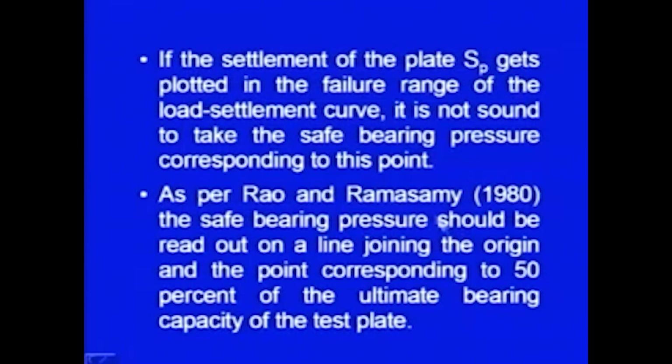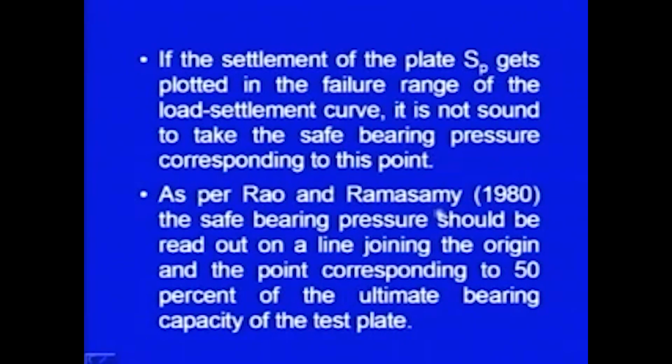So, what is suggested for this is, the safe bearing pressure should be read out on a line joining the origin and the point corresponding to 50% of the ultimate bearing capacity of the test plate. So, what we do here is, this is the ultimate bearing capacity, find out its 50%, take a point here corresponding to that value, join it, extend it, and on that line you can read the safe bearing pressure.